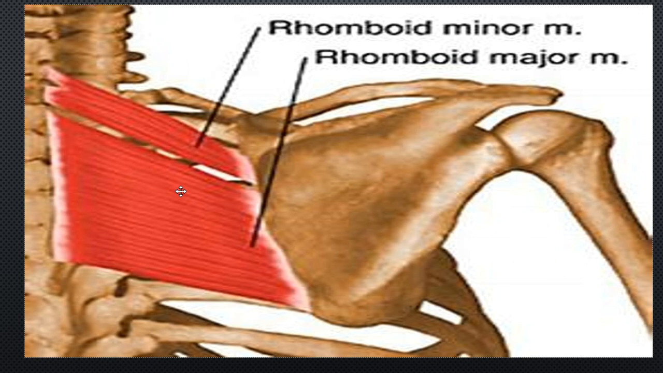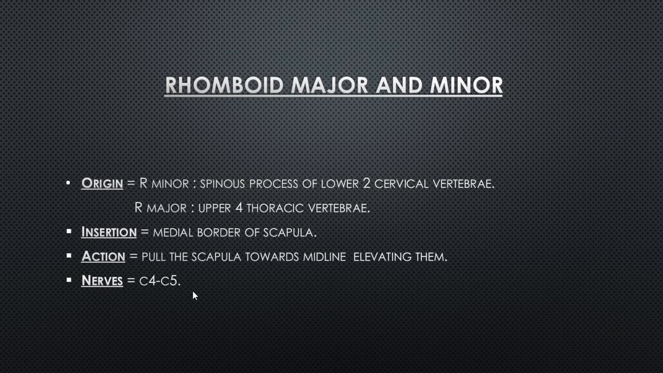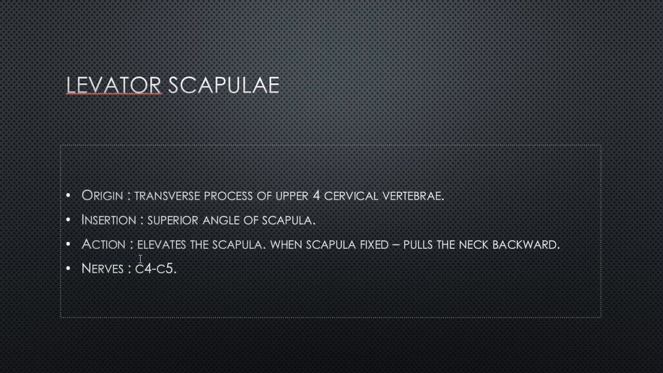The action: the muscle pulls the shoulder blade towards the midline, elevating it. The nerve supply is the dorsal scapular nerve, C4 and C5. The next one is levator scapulae. The origin of levator scapulae is the transverse process of the upper 4 cervical vertebrae, and the insertion is the superior angle of the scapula.